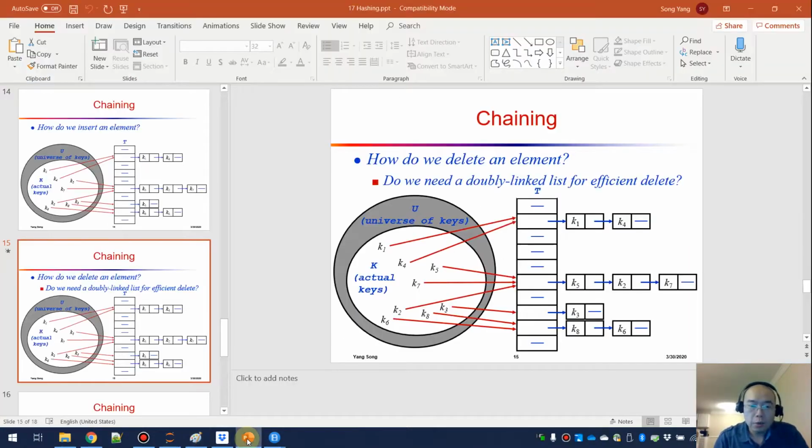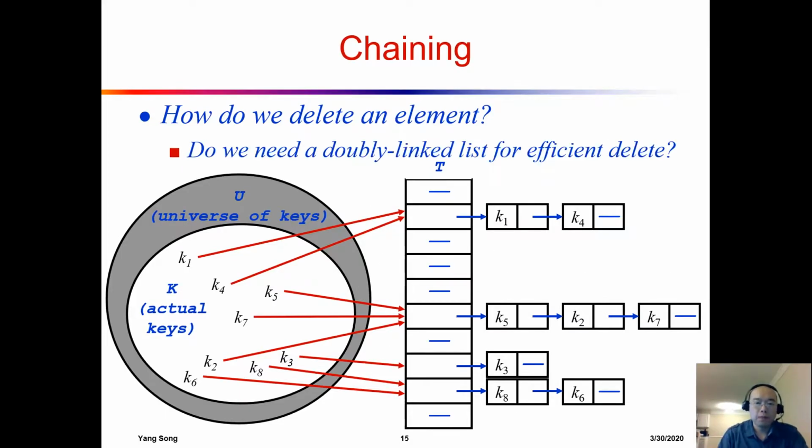Okay, with that being said, let's come back to this question. Do we need a doubly linked list for efficient deletion? No matter whether we use the singly linked list or doubly linked list, the cost of the deletion will be the same. It doesn't hurt anything for us to use a doubly linked list, but using a doubly linked list won't improve anything. So that's the point.